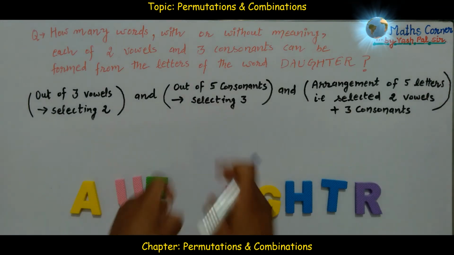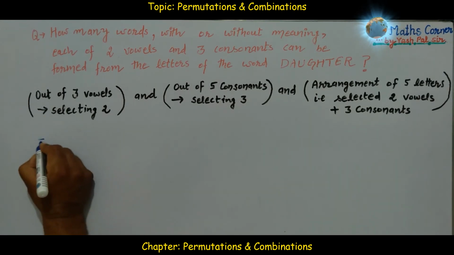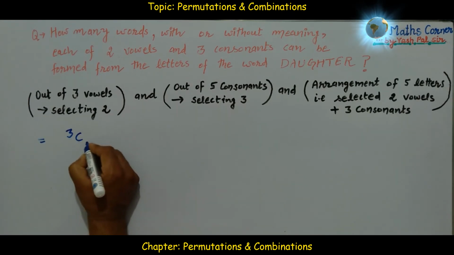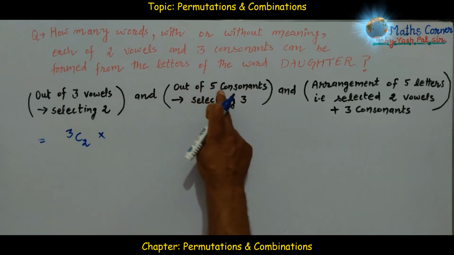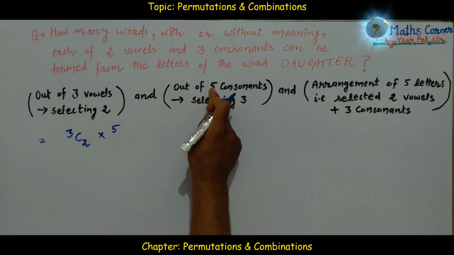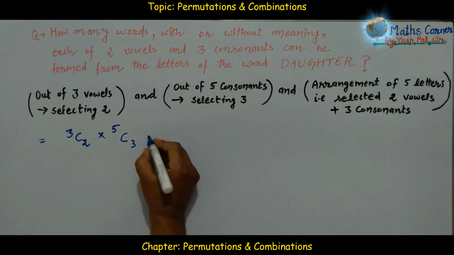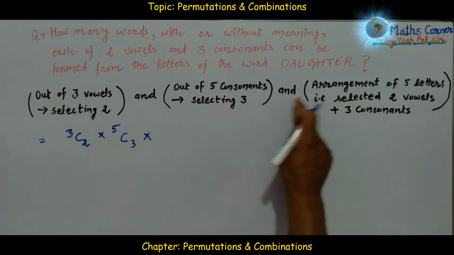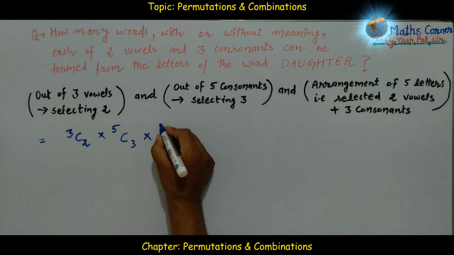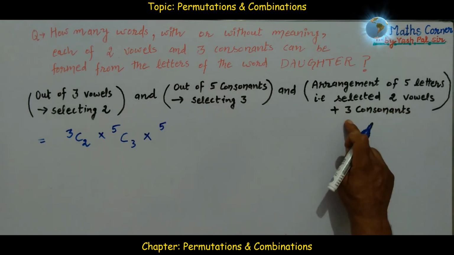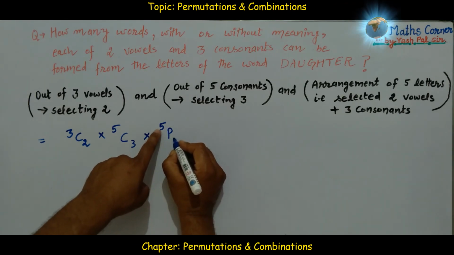So using the formula, out of 3 vowels selecting 2, we can write 3C2, and the into symbol will be used. Out of 5 consonants, out of 5 selecting 3, so 5C3. Again this and means into. Okay, arrangement of 5 letters: the 2 vowels plus 3 consonants, 5 letters in total, are arranged. Arranged means out of 5 letters we are arranging all 5.